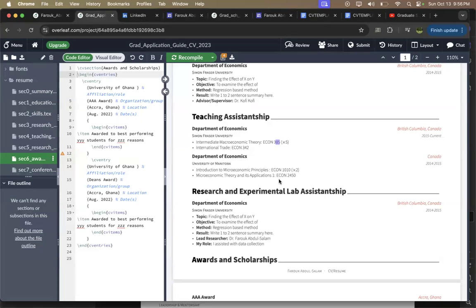So, in addition to your teaching assistantship job, you also assisted in research work. So you should not forget to add that as well. Absolutely, absolutely.